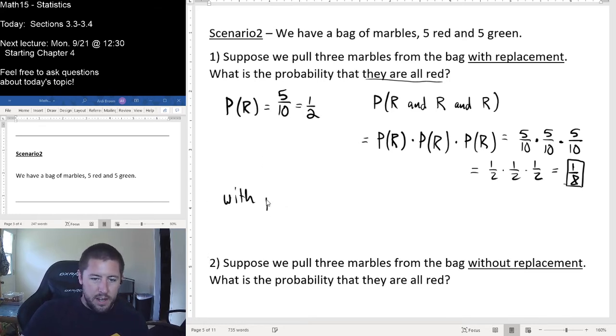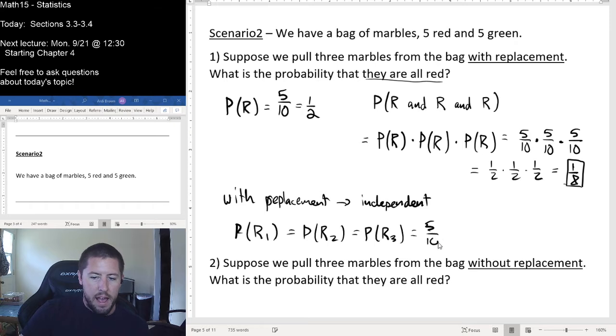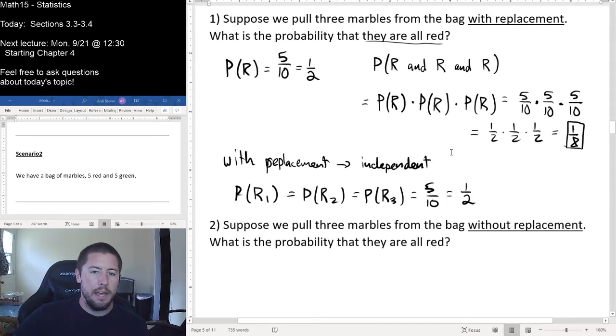So let's make some statements here. With replacement, that's telling me that these events are independent. That means that what happens on one event does not affect what's going to happen on future events. And so what I might say here is that the probability of drawing a red on the first is equal to the probability of drawing a red on the second is equal to the probability of drawing a red on the third. These probabilities never changed, right? It was a 5 in 10 chance every time because we were putting the marbles back in the bag here.